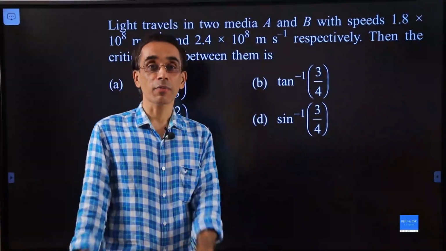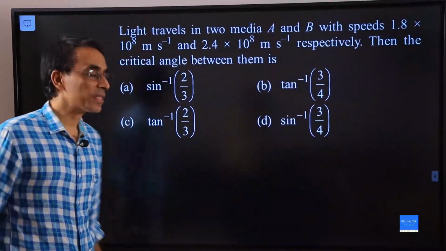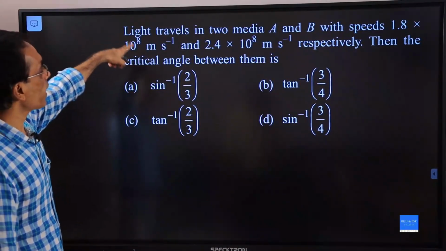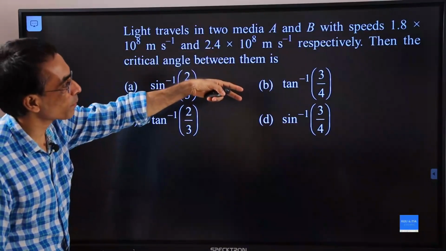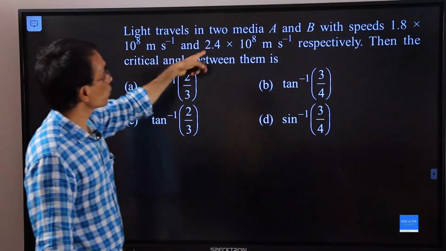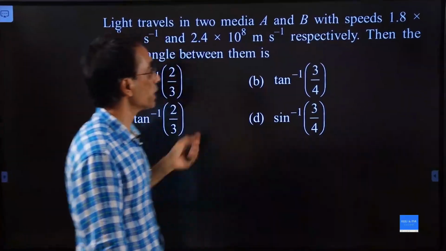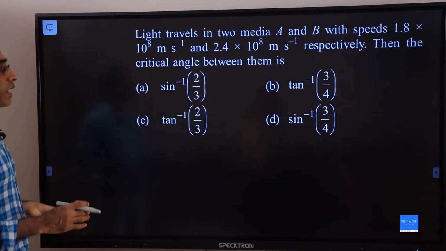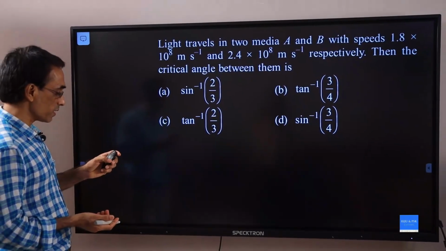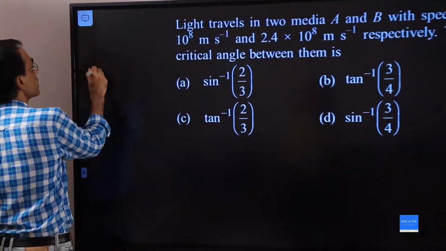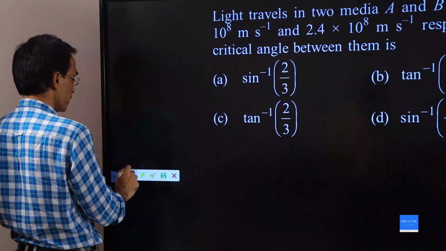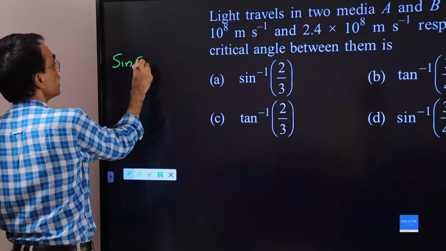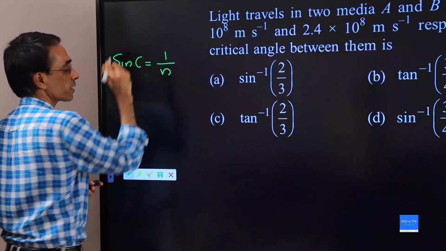Next one is from total internal reflection. This question may appear difficult, but there is a very easy shortcut to do this without knowing any optics. What is asked? Light travels in two media A and B with speed 1.8 into 10 to the power 8 and 2.4 into 10 to the power 8 meter per second respectively. Then the critical angle between them. Critical angle is given by the equation sin C equal to 1 by n.